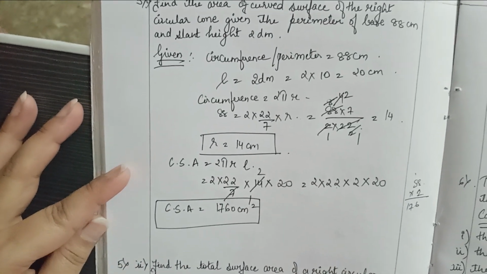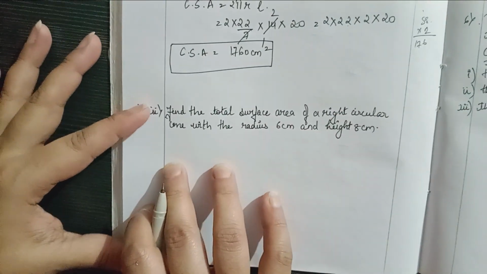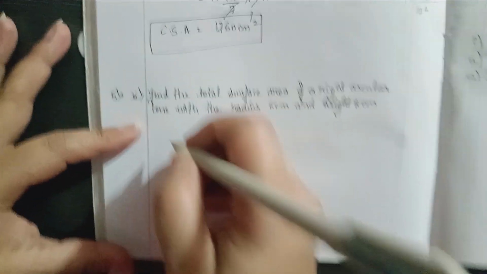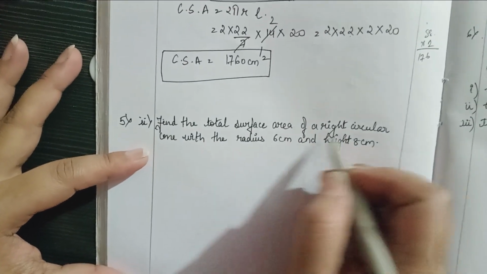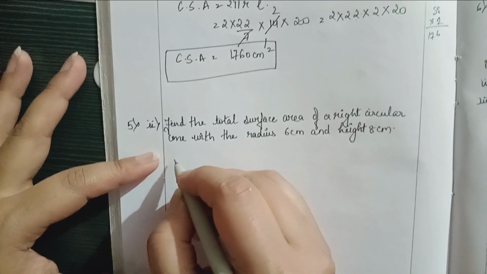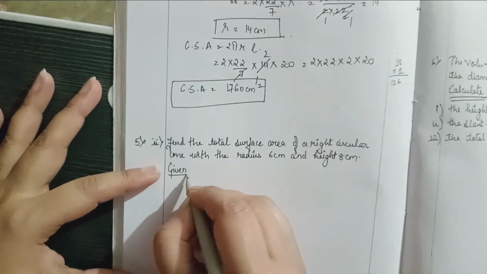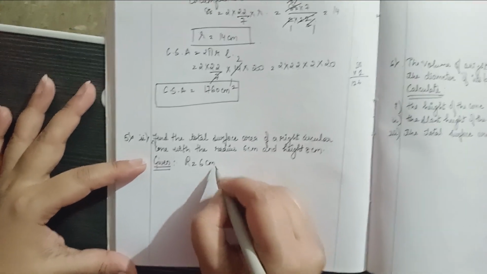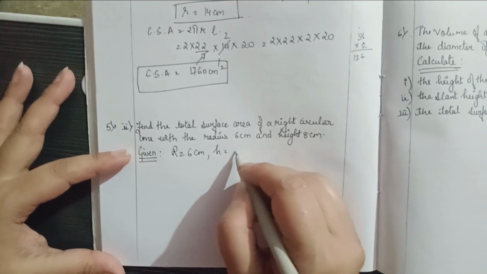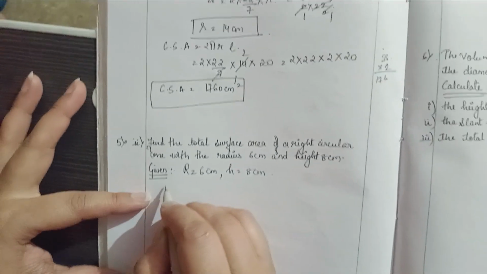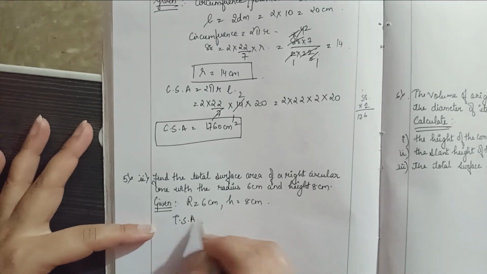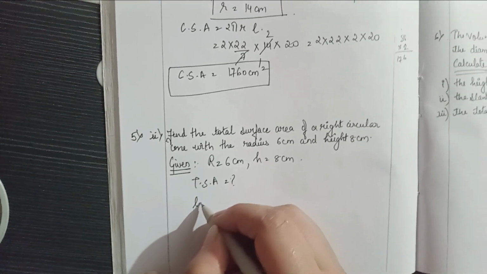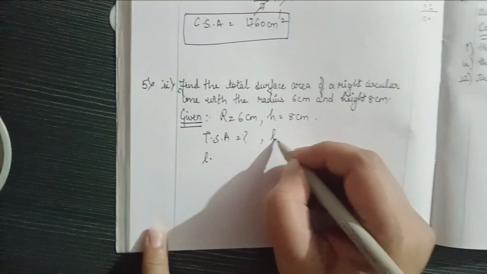Okay, coming on to the fifth question. Again, the second part for it. The first we have done, now the next. Find the total surface area. Here the radius is equal to 6 centimeters, height is given as 8 centimeters. You're supposed to calculate the TSA. Okay, L first. We'll have to find L as well first.